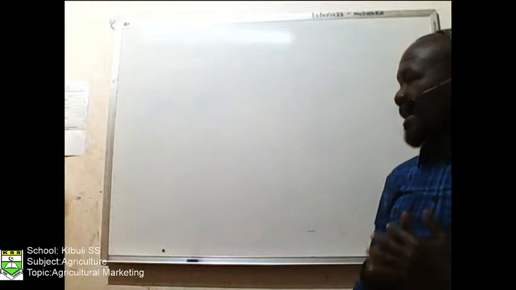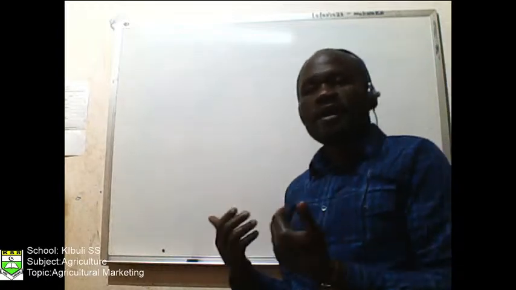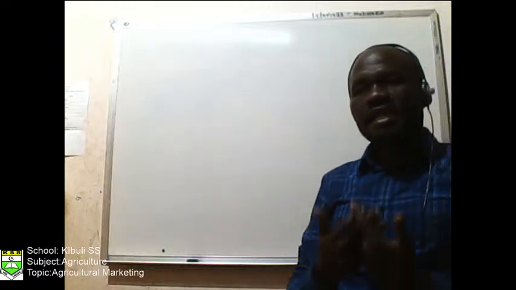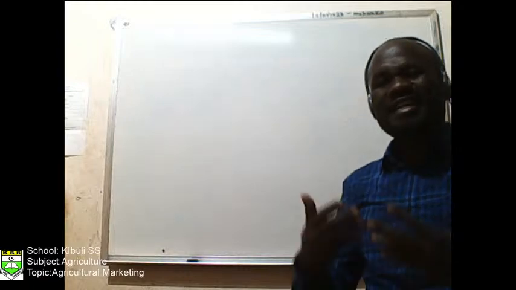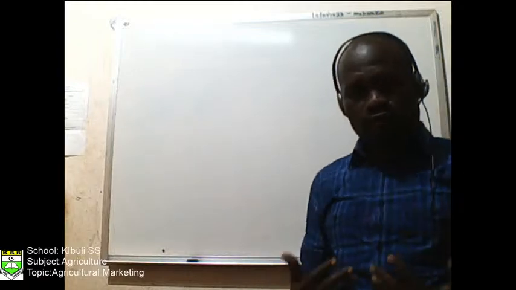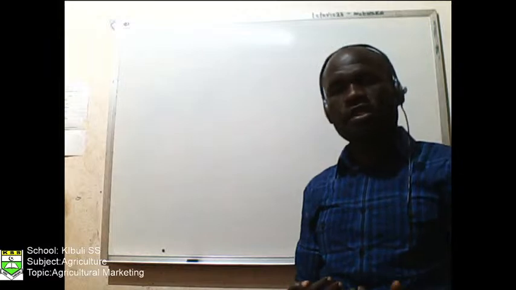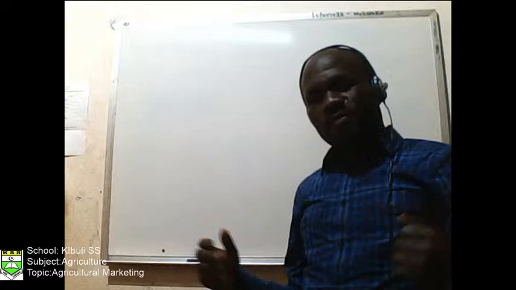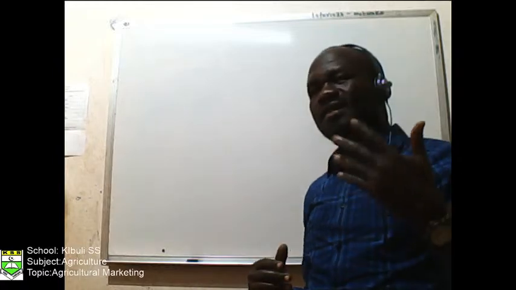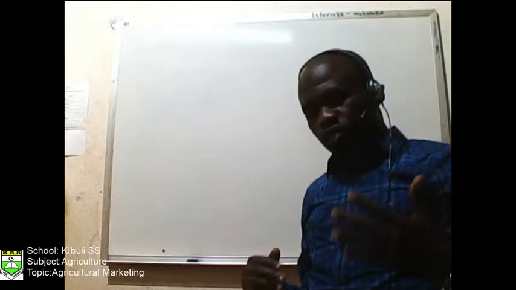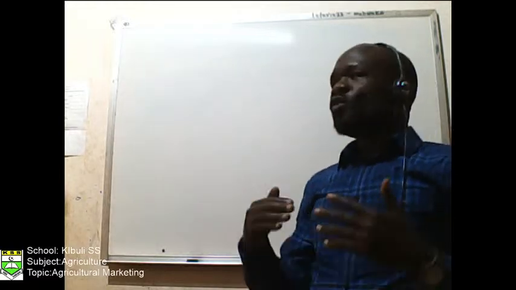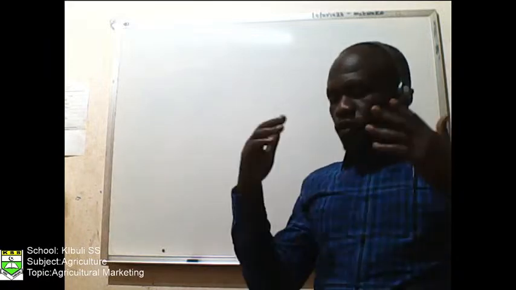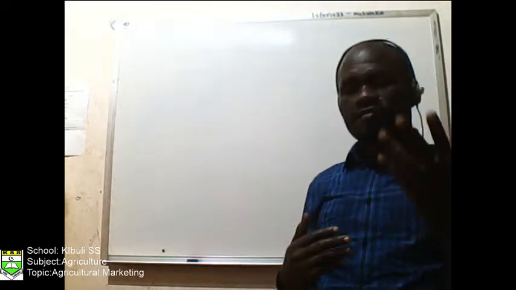Now, when you talk of marketing, we cannot avoid marketing functions, because marketing cannot take place without the different marketing functions, or those different activities that help or facilitate the movement of the produce from where you're producing till it reaches the final consumer. Now, there are many of these marketing functions, but we need to understand them. And I want us to try to move in order so that we know which one comes after which.